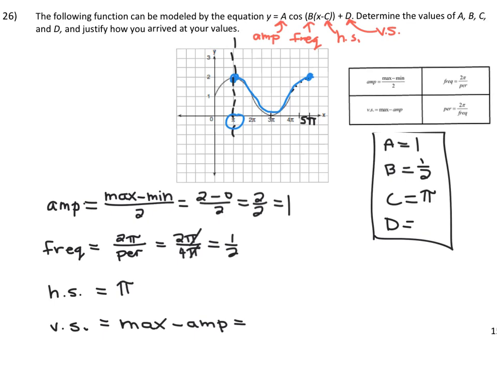All right, and then finally, the vertical shift. Okay, D represents the vertical shift. So the vertical shift, the formula for that is max minus amp. All right, so the maximum height is 2. And then minus the amplitude we found over here to be 1. And 2 minus 1 is 1. So D is equal to 1.